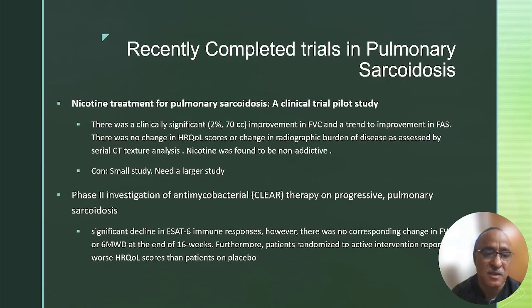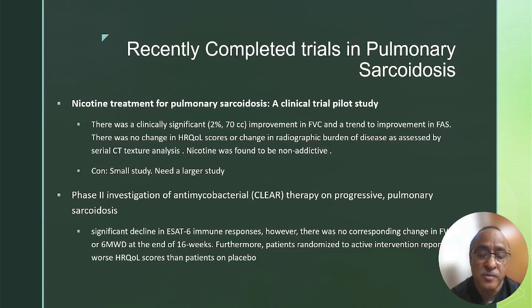An interesting study has demonstrated a clinically significant improvement in FVC and a trend to improvement in fatigue scores by giving nicotine to patients with pulmonary sarcoidosis. However, there was no change in health-related quality of life scores or in the radiographic burden of disease.